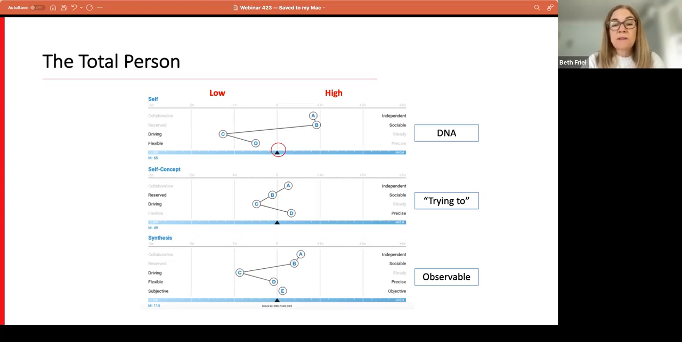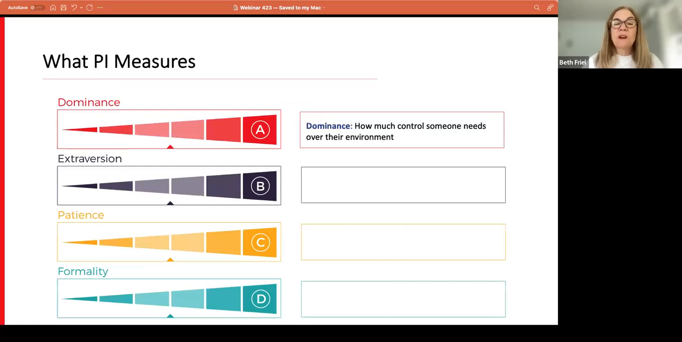So again, all the drives on the right-hand side of that triangle, you have a high amount of that trait. All the drives on the left side, you have a low amount of that trait. Hopefully you all at least remember that. The 4 drives, A is dominance. So someone with a high amount of dominance is pretty independent. Conflict doesn't cause them stress. They like their ideas best. Someone with a low amount tends to like being part of a team. They like harmony in their environment. They need some reassurance, and they like the best ideas.